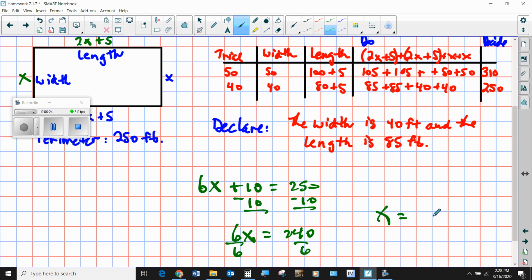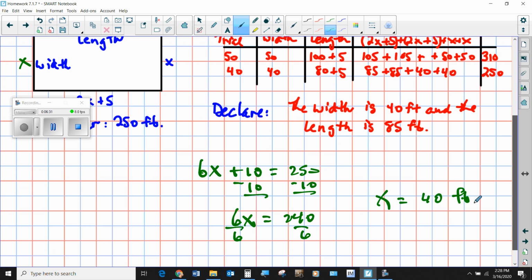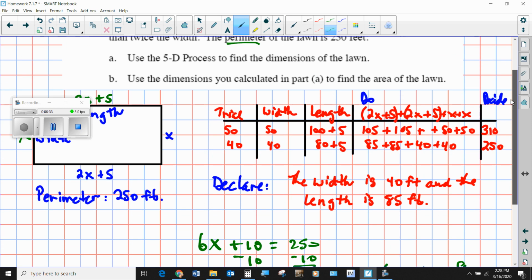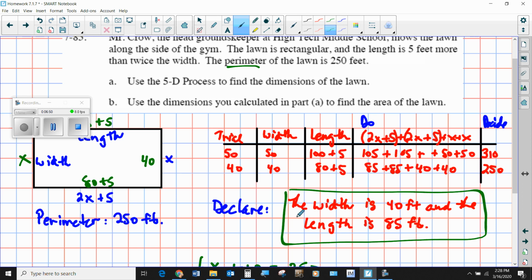We get the width has to be 40, and excuse me, what was the unit of measurement? Feet. 40 feet. So what is it they're asking us to declare? They're asking us to find the dimensions of the lawn. So if this side is 40, this has to be 80 plus 5, so that'll be 85. When you add all those together, does it equal 250? Yes, it does. So go ahead and declare your answer.